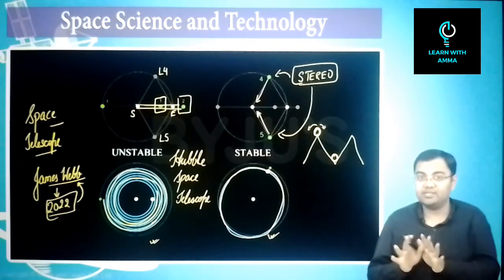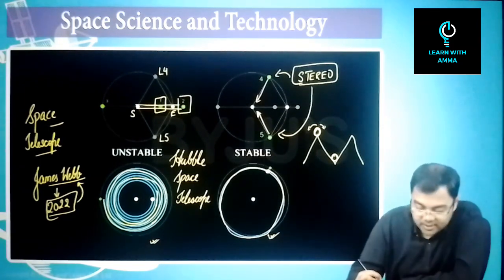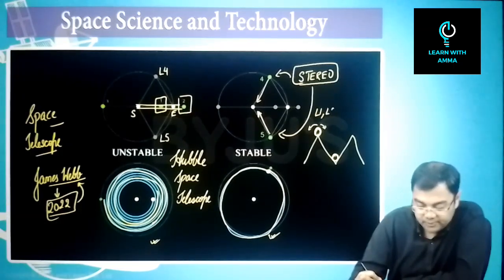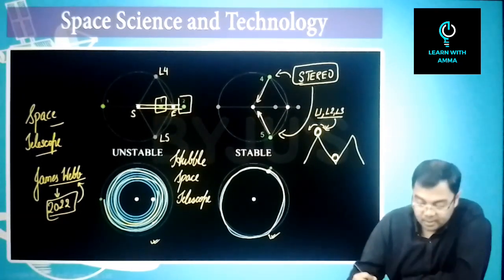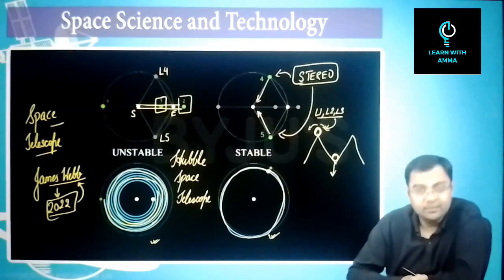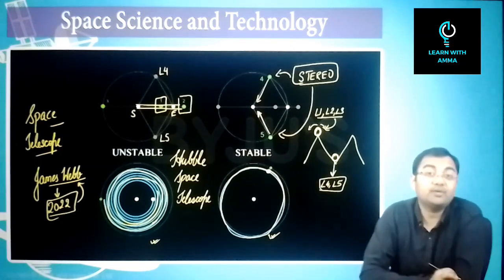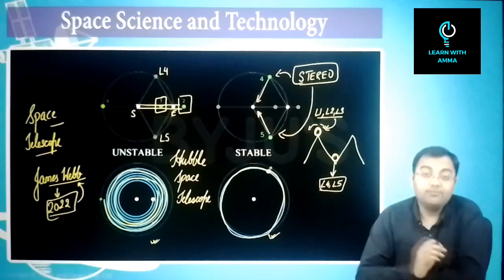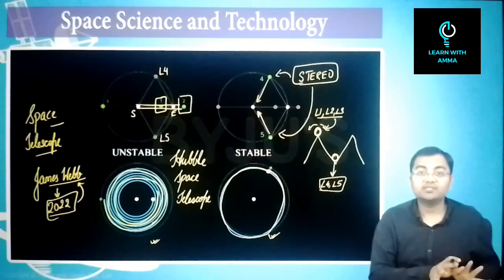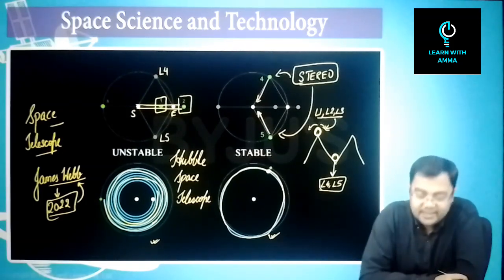It will not remain at this point at all, right? So that's why when we consider the stability of L1, L2 and L3, we consider it as this kind of a stability. But when you look at L4 and L5, this is this kind of stability, where dislodging it from this point is not going to be easy. So that's why L4 and L5 are supposed to be more stable as compared to L1, L2 and L3.